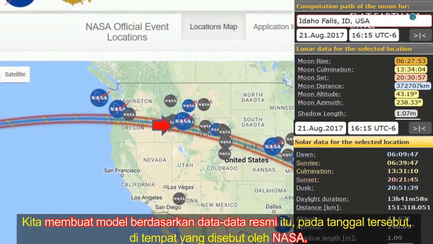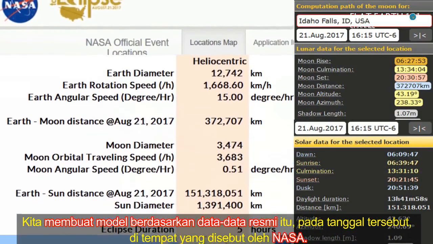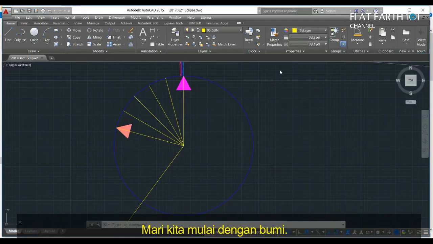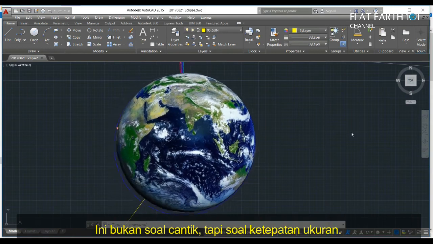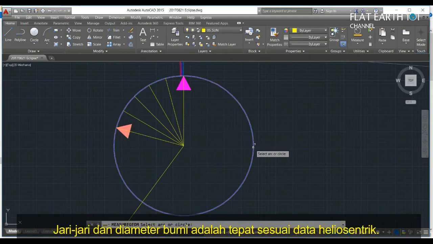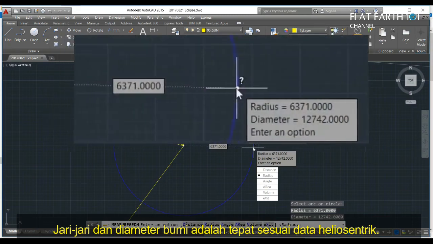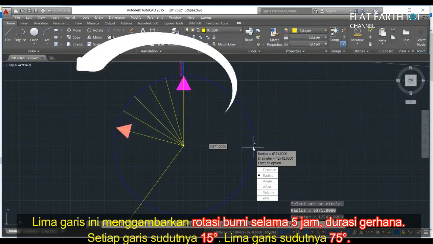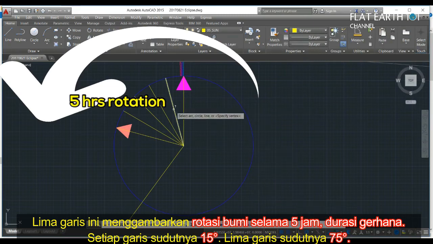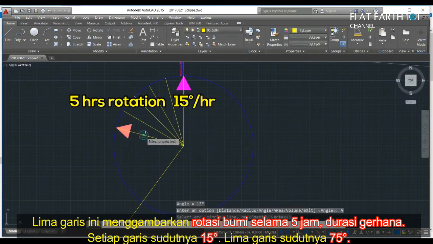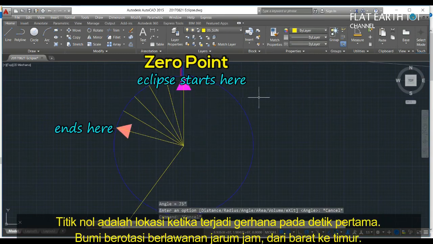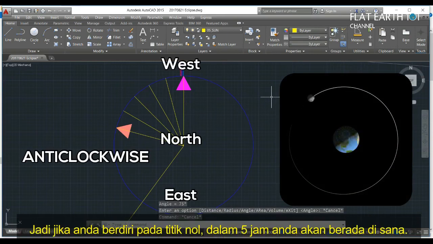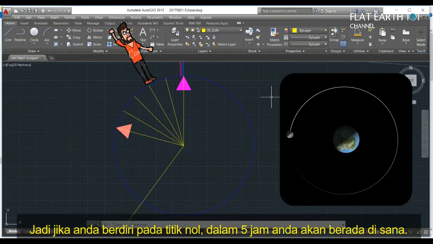These are the assumptions I took from mainstream science database. We made this model based on that official data at that particular date and that particular spot as referred by NASA. Let's start with the Earth. Of course we can make it pretty with 3D Earth, but that's not our objective now. It's not about beauty, it's about precision. The Earth radius and diameter are precise according to heliocentric data. These 5 lines represent the Earth's rotation for 5 hours, the eclipse duration. Each line represents 15 degrees. 5 lines equal 75 degrees. The 0 point represents the first second of the eclipse. The Earth rotates anticlockwise from west to east. So if you are standing over here at 0 point, in 5 hours you will be over there.